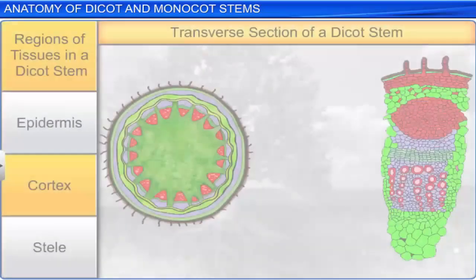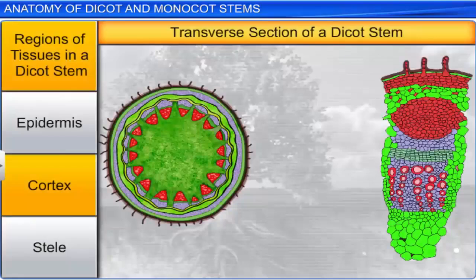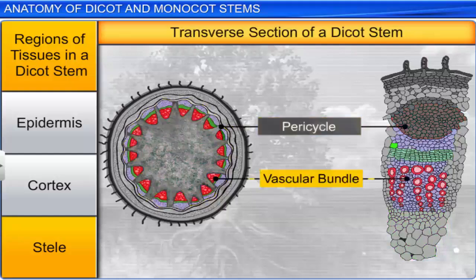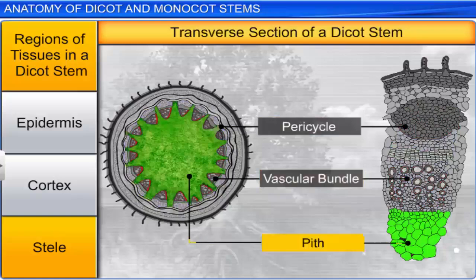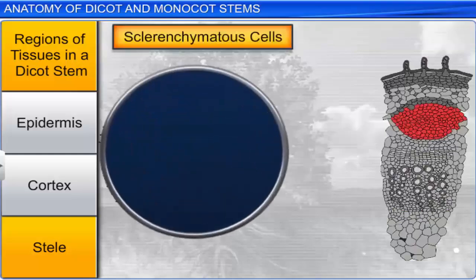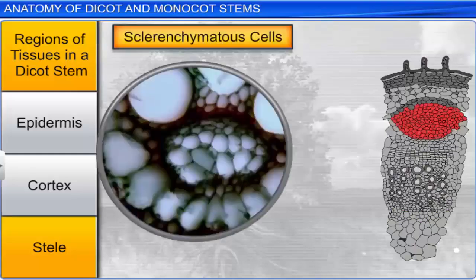Let's now examine the composition of the stele, which forms the last region of a dicot stem. This region consists of the pericycle, the vascular bundles, and the pith. The pericycle is composed of sclerenchymatous cells, and it lies on the inner side of the endodermis above the phloem cells. These cells act as a strengthening material.